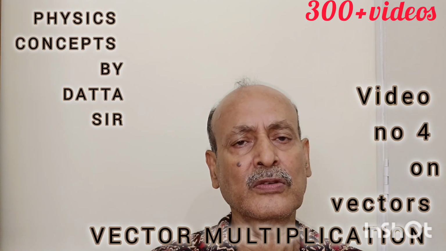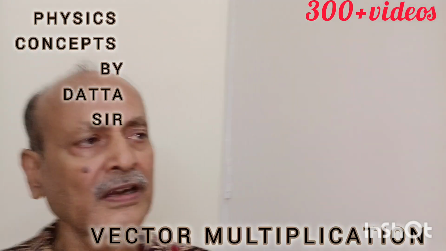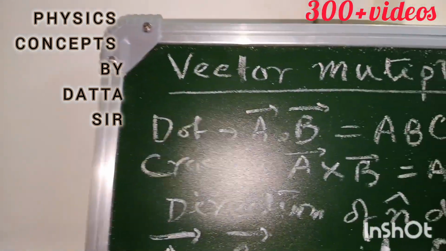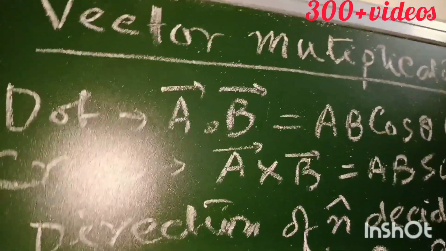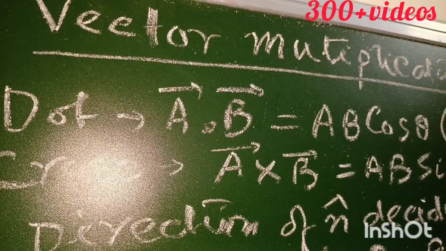So this much today about vector multiplication, dot product and cross product. I hope you have understood this.